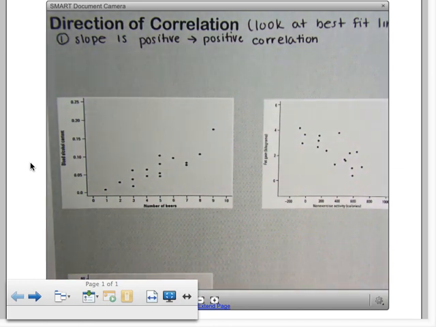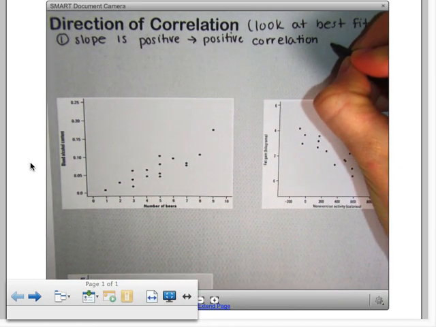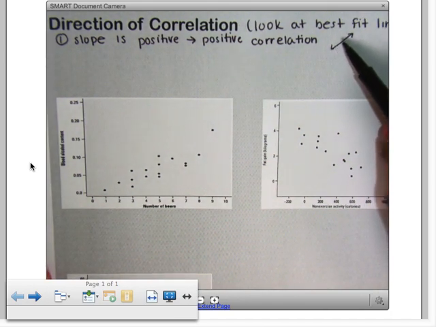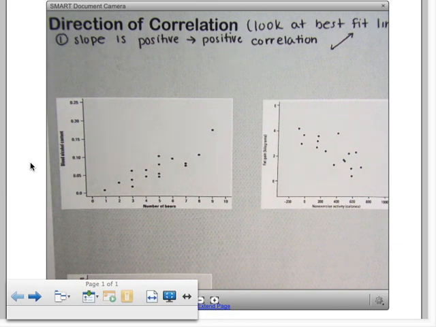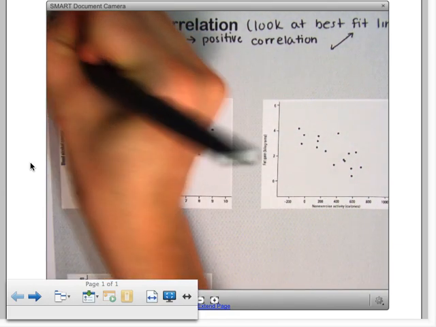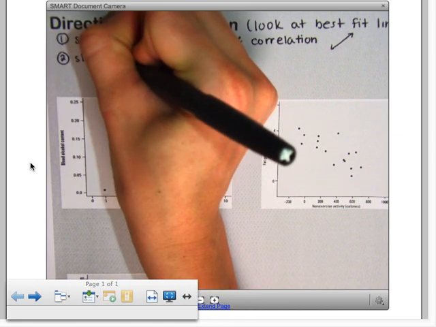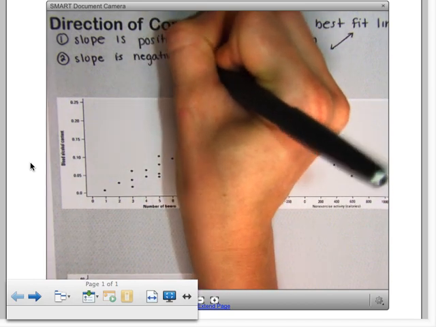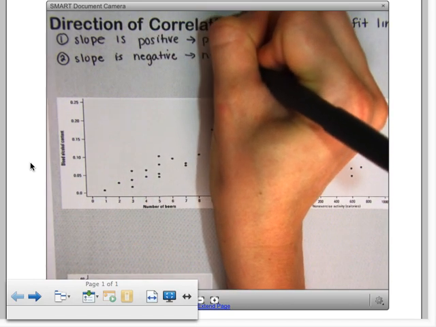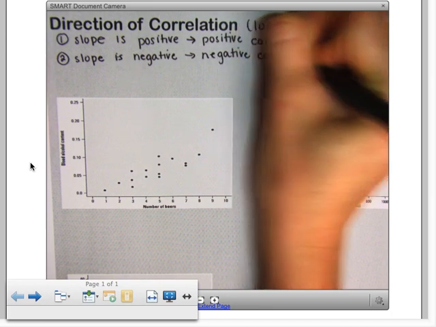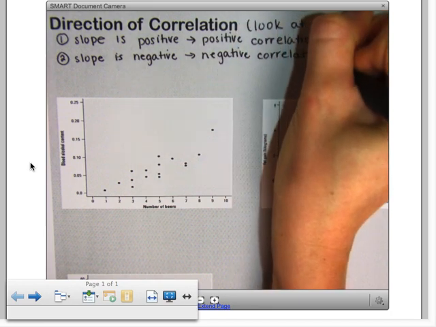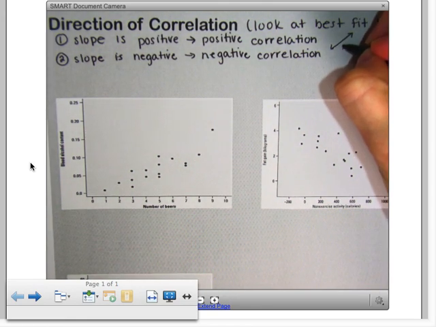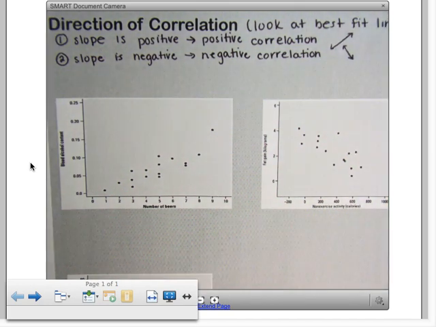So remember, a line that has a positive slope is going to look like this. It's going to start down low on the left-hand side and it's going to go up to the right. Okay, the second case, if slope is negative, this means that there's a negative correlation. Okay, negative slope is just opposite. It's going to start up at the left and go down to the right.